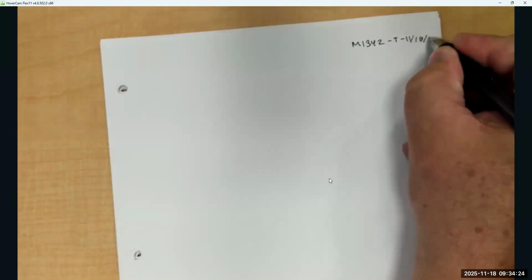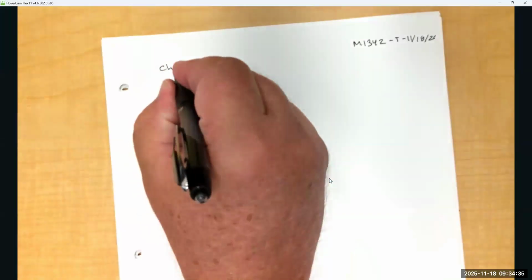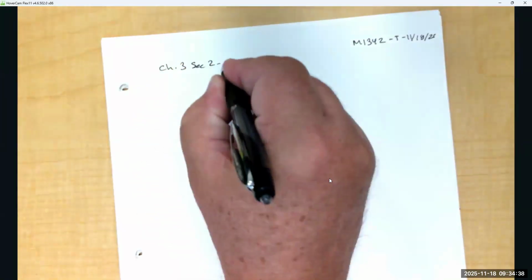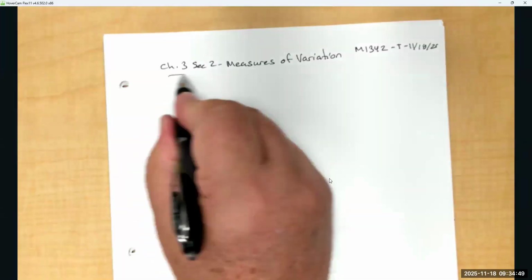Okay, I know we've talked about this topic before, but we're going to go through it pretty quick. Chapter 3, Section 2. Measures of variation. What does measure of variation mean?